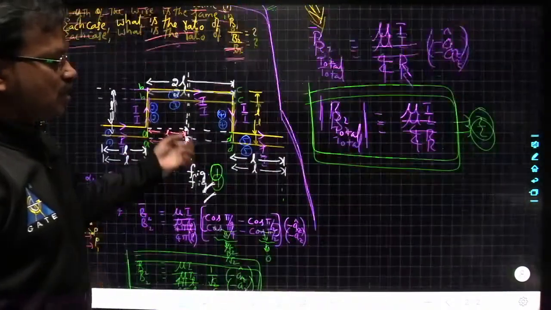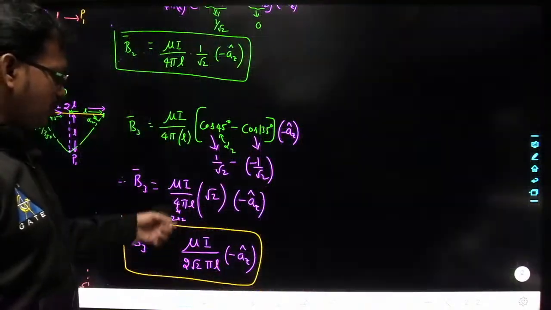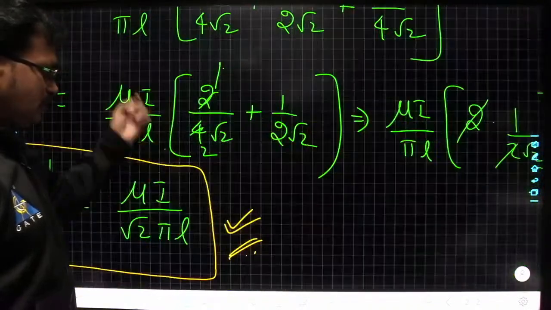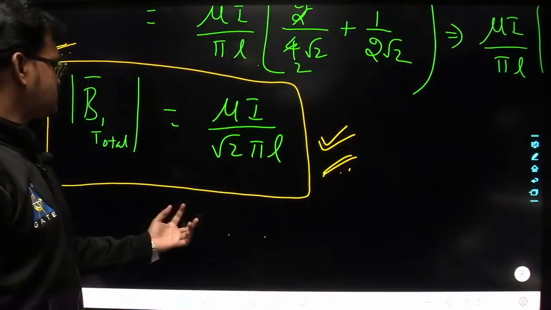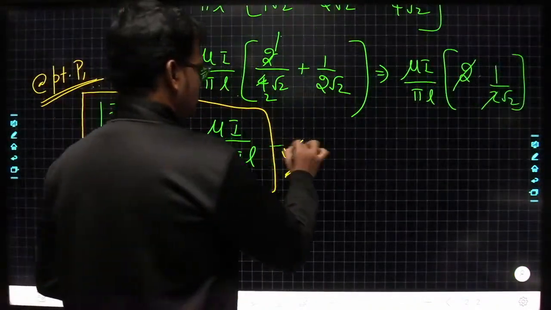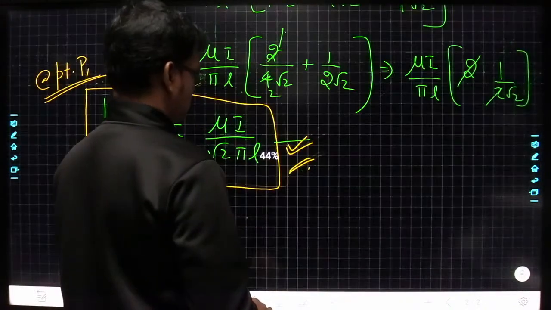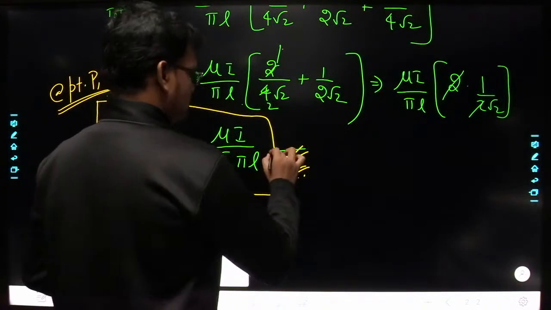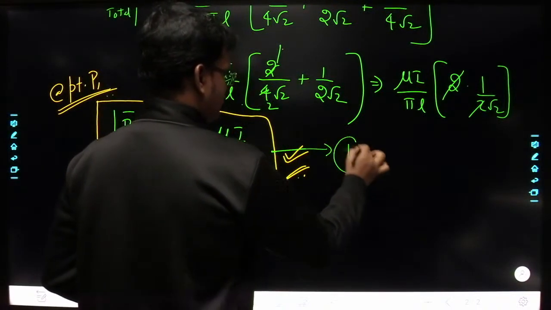Now, what is the B field at point P1 we got? That is nothing but this expression. Yes or no? So this is equation 1.